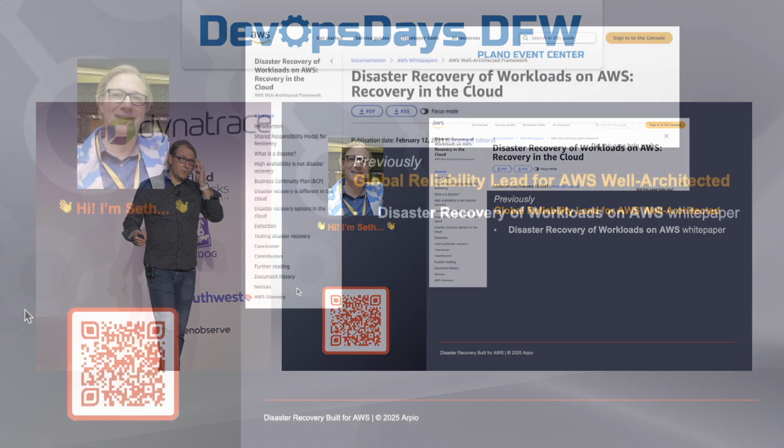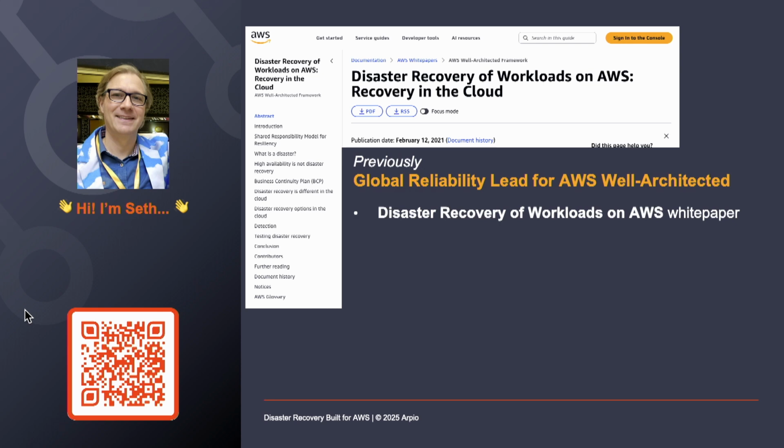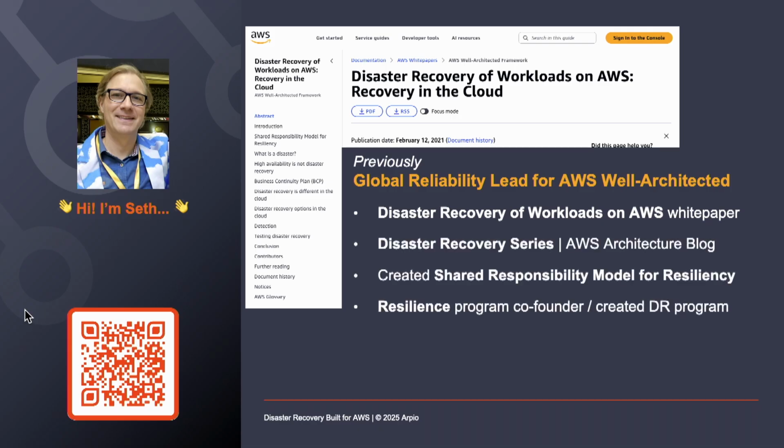I actually wrote the disaster recovery white paper. That's AWS's best practices for customers on how to do disaster recovery. That's the thing you see there. Created several other artifacts for AWS that are still out there and still being used. That's what I did for 5 years at AWS.